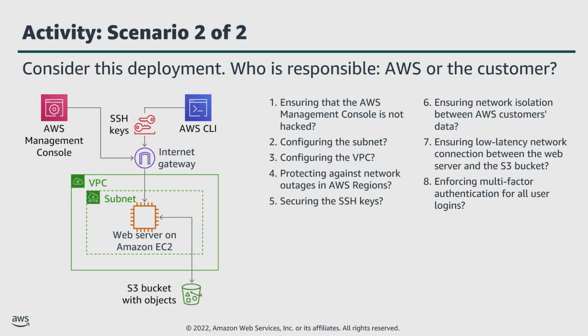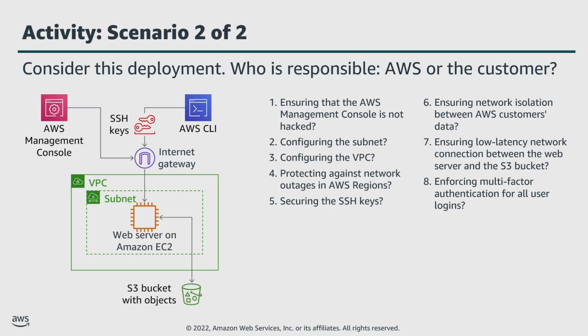Now consider a different architecture. This VPC has a subnet. The subnet has an EC2 instance with a web server which can retrieve objects from an S3 bucket. An internet gateway is associated with the subnet to allow communication between the web server and the internet.